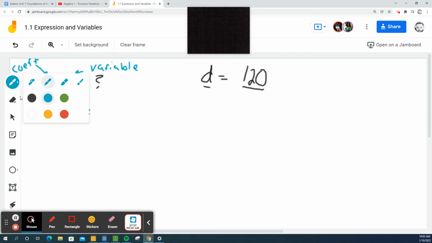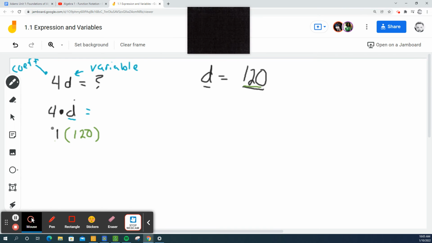So wherever the variable is, right, I'm going to plug in the value of 120. And then everything else kind of stays the same. In other words, I'm going to say 4 times 120. Now, if you plug that in your calculator, it's just going to be 480. Does that make sense? Any questions?